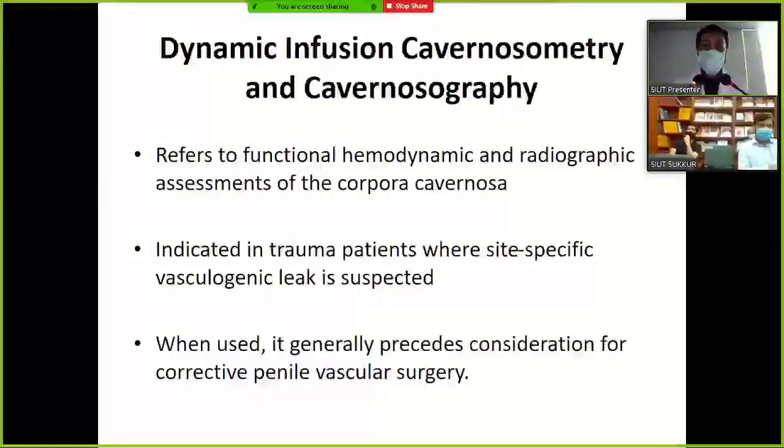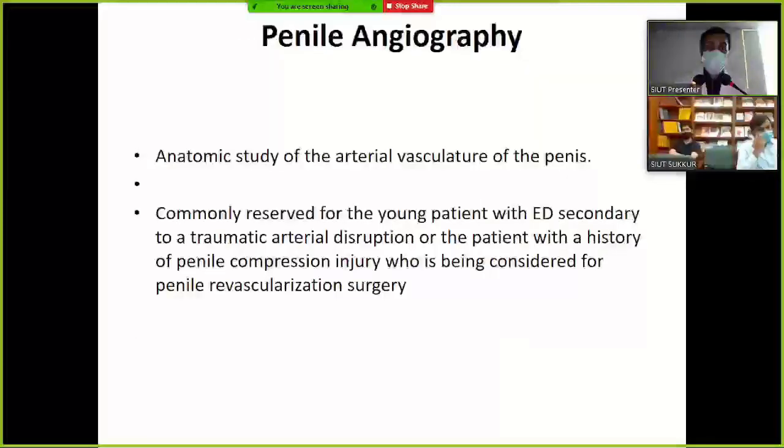Then dynamic infusion cavernosometry and cavernosography. It refers to functional hemodynamic and radiologic assessment of the corpora cavernosa. It is indicated in trauma patients where site-specific vasculogenic leak is suspected. When used, it generally precedes the consideration of corrective penile vascular surgery.